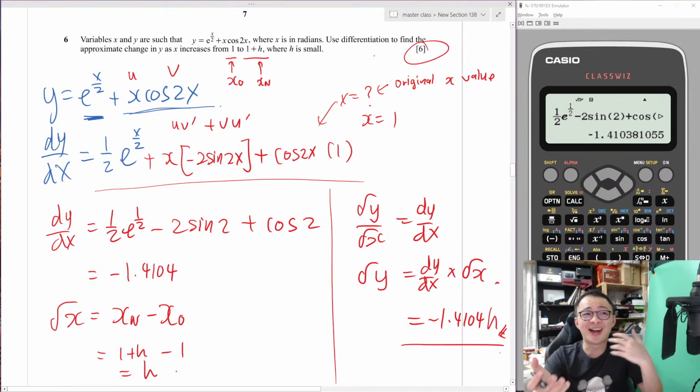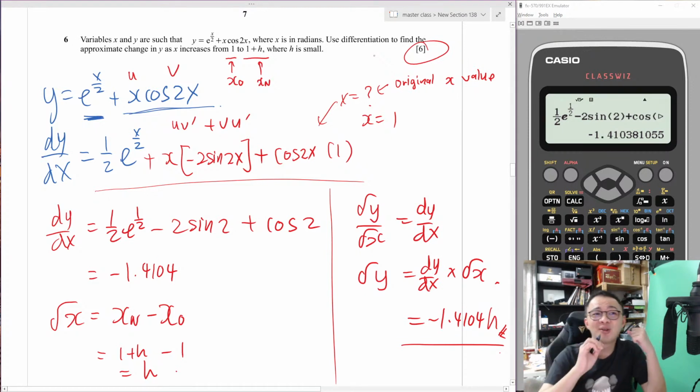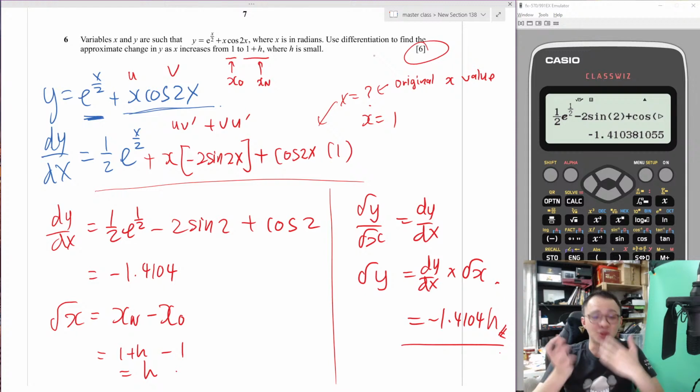First thing is you have to understand about differentiation. You should know when you need to do the product rule. And you should know how to differentiate cos. And you should know how to differentiate exponent. After that, you know everything already. You should know about the small change formula. And you should know the x value. You should use the original x value to sub into it. Then you should be fine for this 6-mark question.